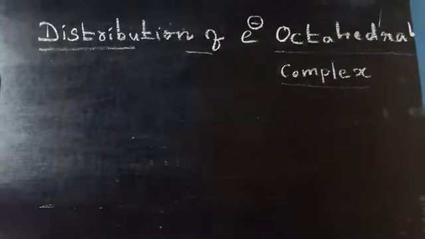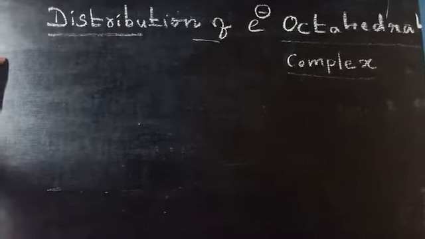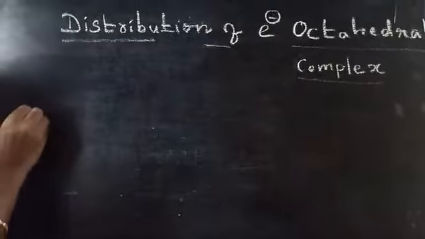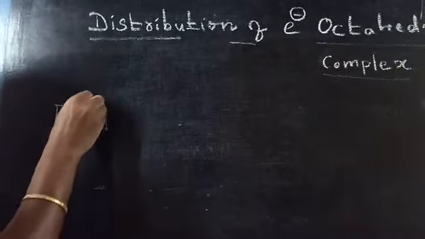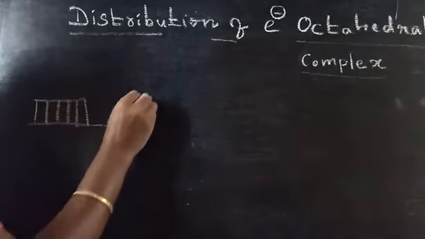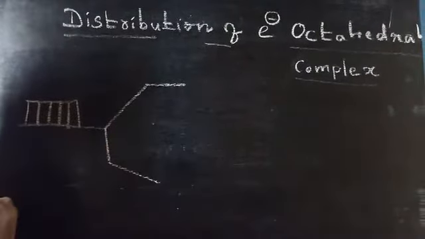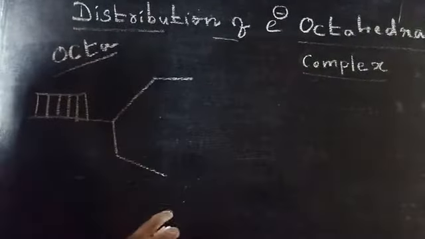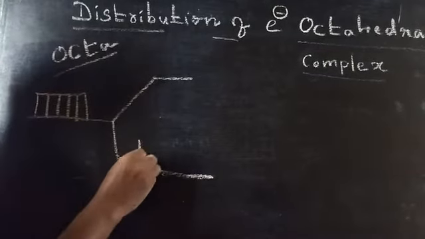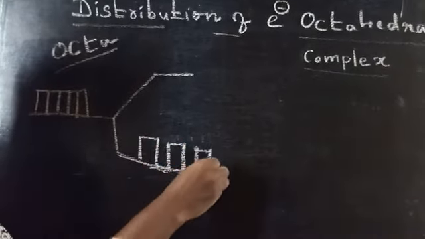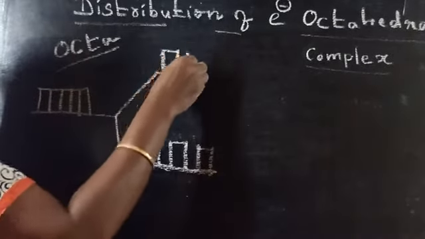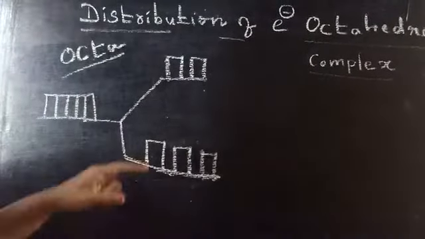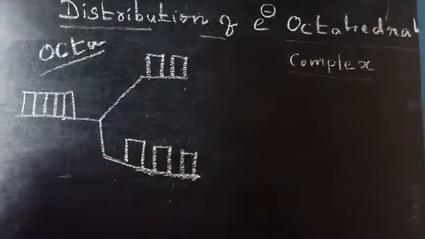Next topic, distribution of electrons in octahedral complex. Children, for the octahedral complex pattern, you must keep in mind the degenerate orbitals. Now splitting takes place. This one is for octahedral complex. In octahedral complex, t2g is always present at the bottom and eg is present at the top. Keep in your mind, this is very important. Don't change. If it is changed, that splitting is for the tetrahedral complex.